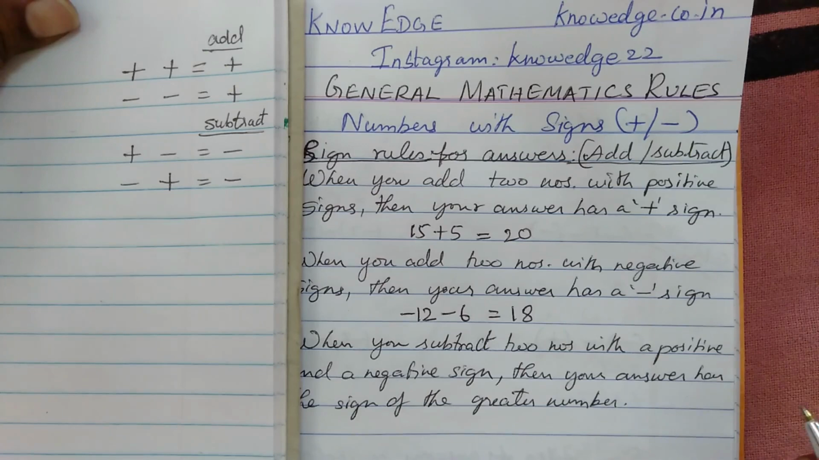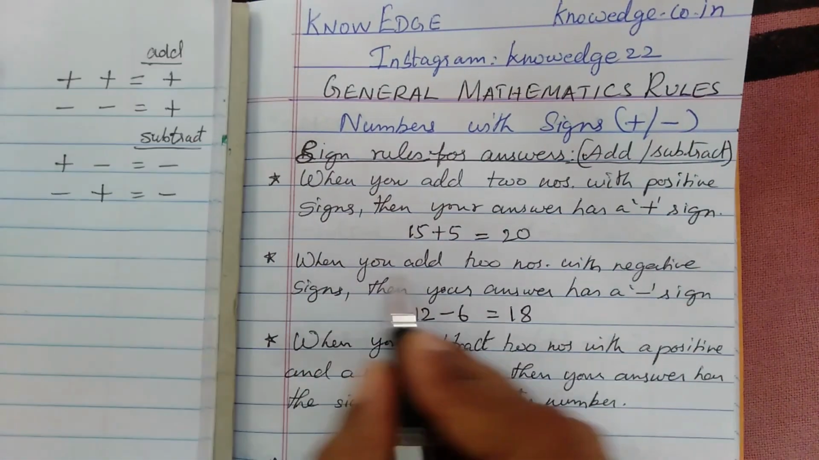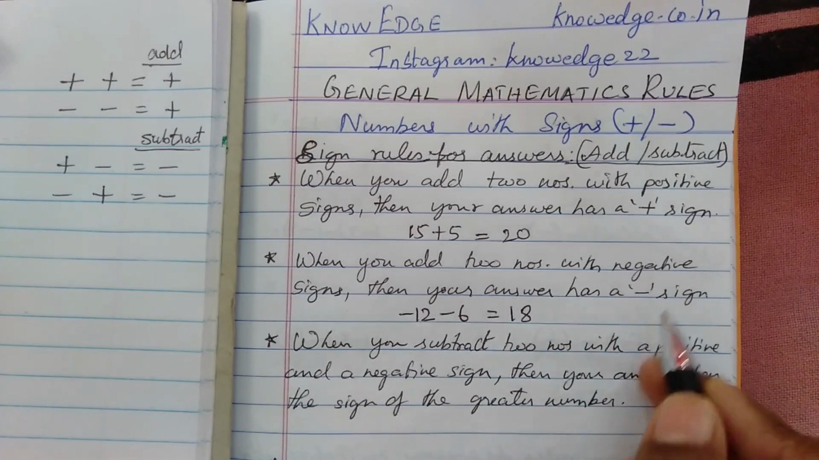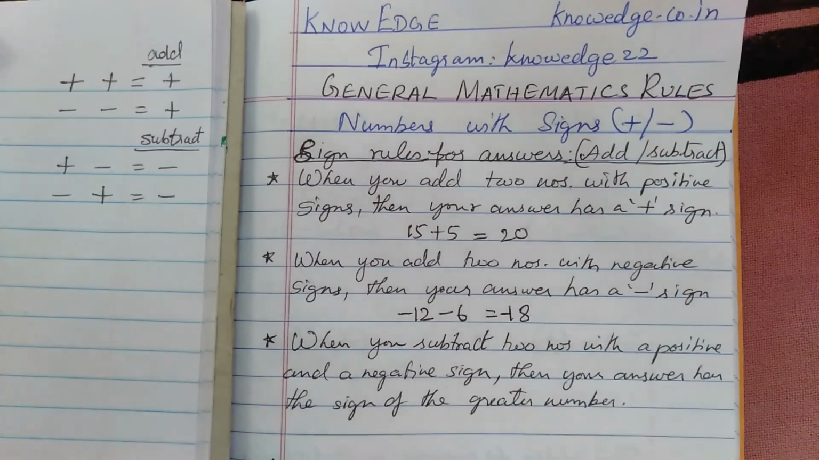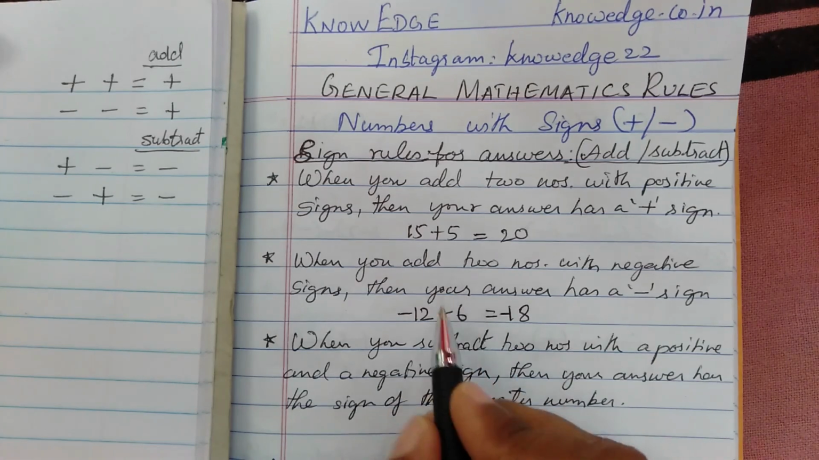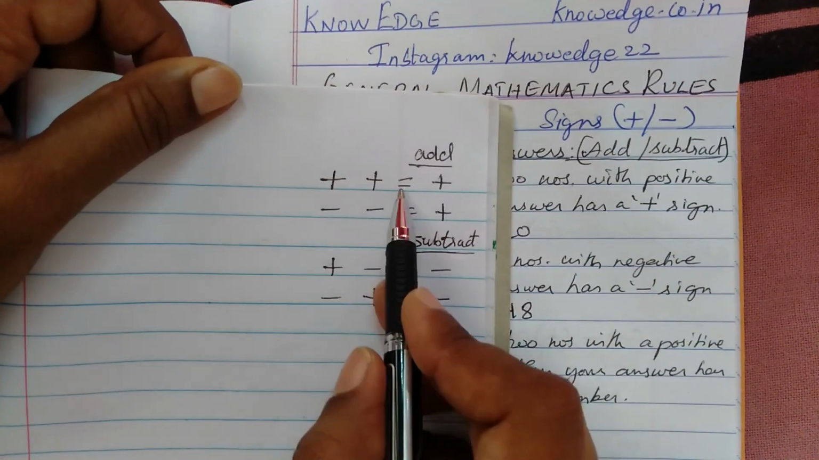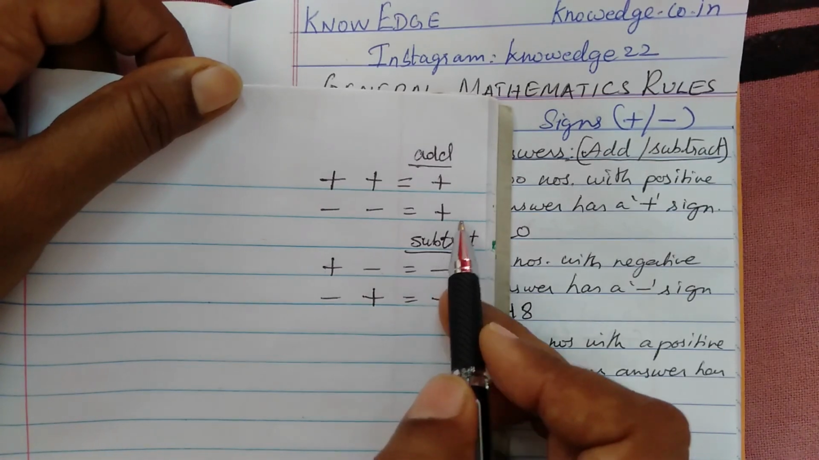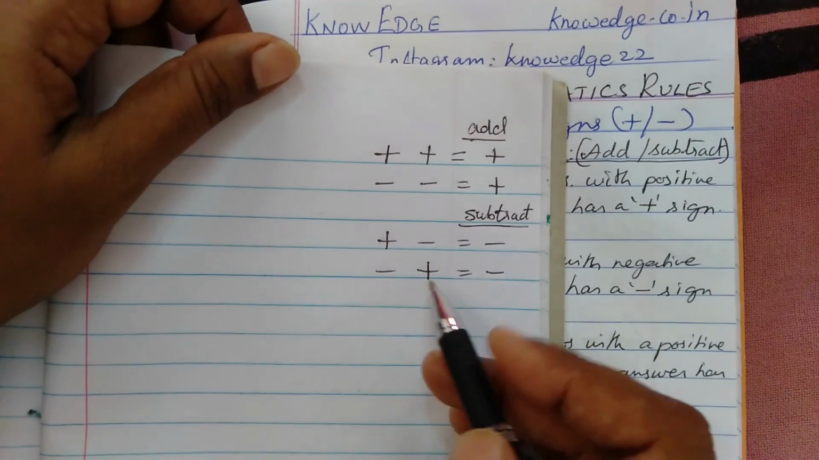Your answer is 18, but still what is written here? When you add two numbers with negative signs, then your answer has a minus sign. So you have to write a minus sign here, because I have said that when you have two positive numbers, you will be adding them, and when you have two negative numbers, then you will add them. So see, it's a simple idea.